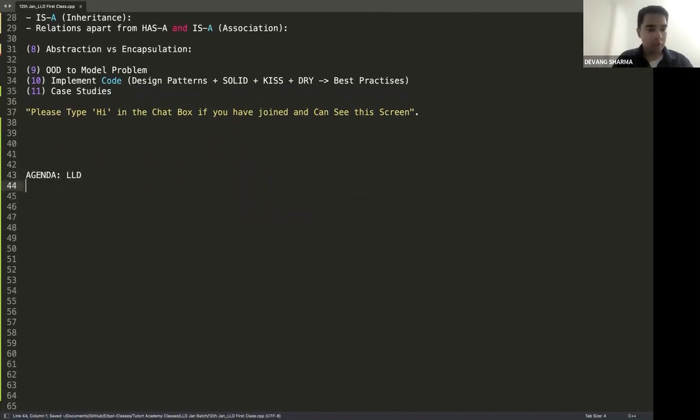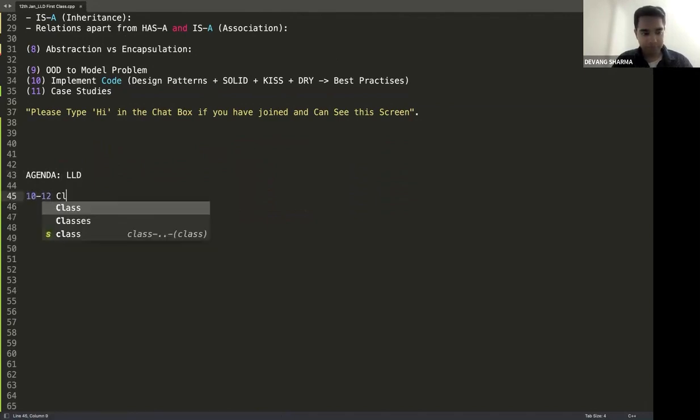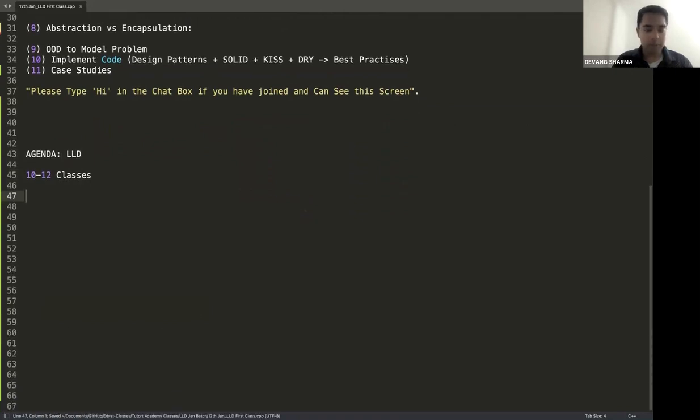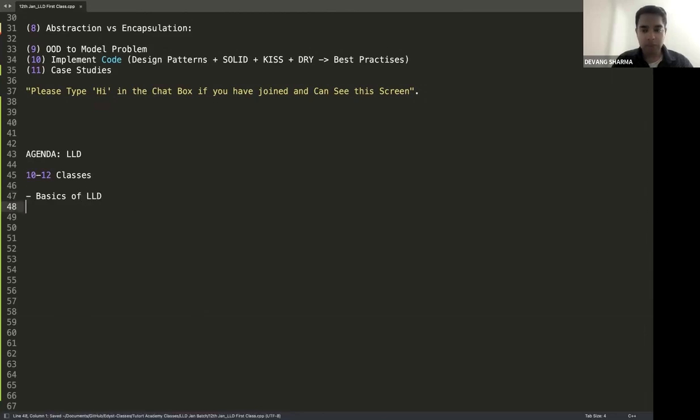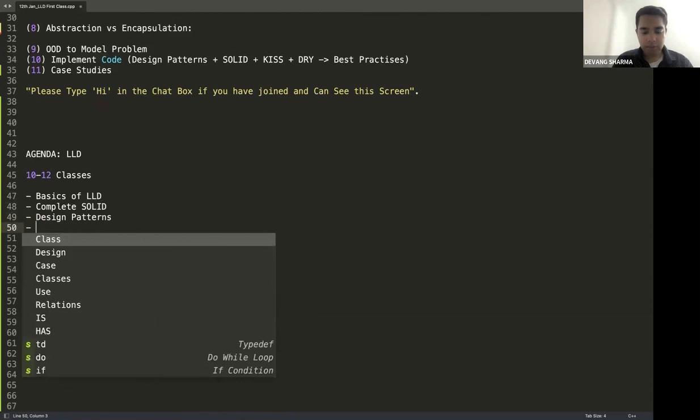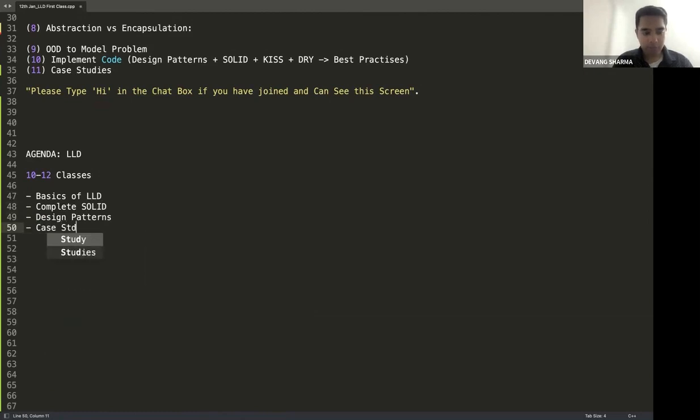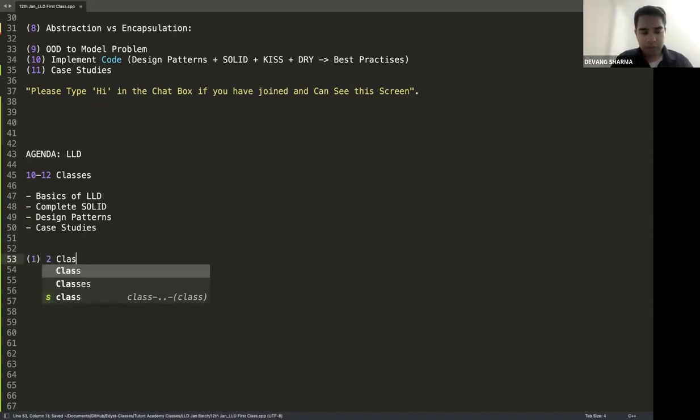So this is the agenda that we're going to cover as part of this batch. As I said, it will take roughly 10 to 12 classes, depending upon how fast we go. We'll start with basics of LLD. Then we'll talk about SOLID principles. Then we'll talk about design patterns. And then we'll talk about the case study. This is the sequence flow. Yeah, we can take consistent hashing. Usually I try to cover it like this: in the first 2 classes, I cover everything related to the basics of LLD.